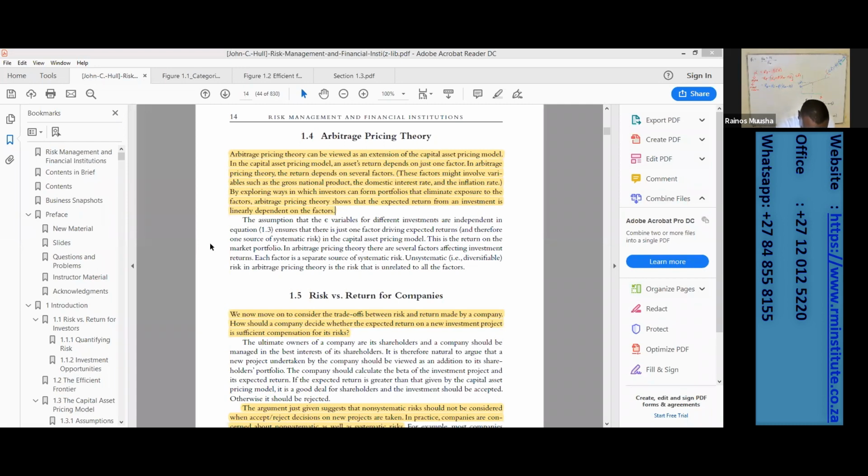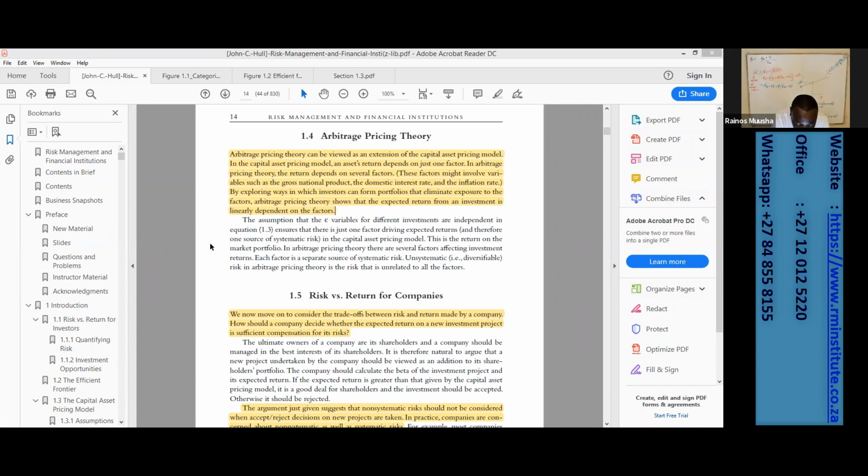The arbitrage pricing theory can be viewed as an extension of the capital asset pricing model. In the capital asset pricing model, an asset's return depends on just one factor. In arbitrage pricing theory, the return depends on several factors. These factors might involve variables such as gross national product, the domestic interest rate, and the inflation rate. By exploring ways in which investors can form portfolios that eliminate exposure to the factors, arbitrage pricing theory shows the expected return from an investment is linearly dependent on the factors as well.